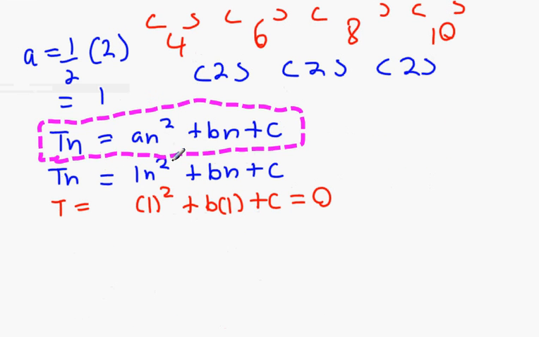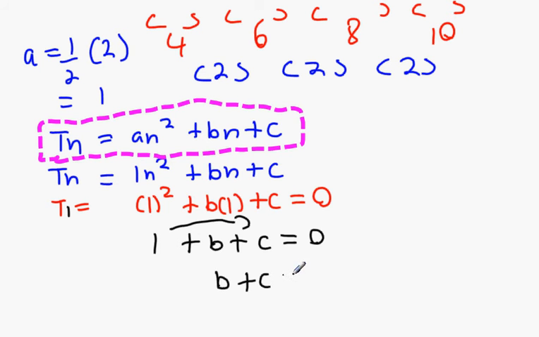This here's the general formula. It's not given to you in the table, so you need to learn it off. To find out what T1 is, replace all n's with 1. Then you're going to get 1 plus b plus c equals 0. You bring over the 1 and you get b plus c equals minus 1. This is the first formula and it comes from using T1. You notice that's half of a simultaneous equation.